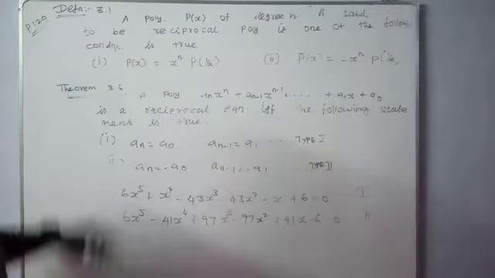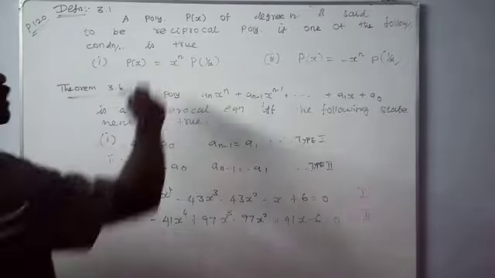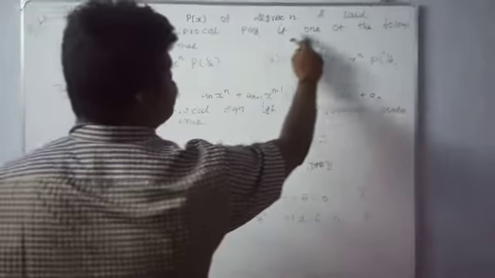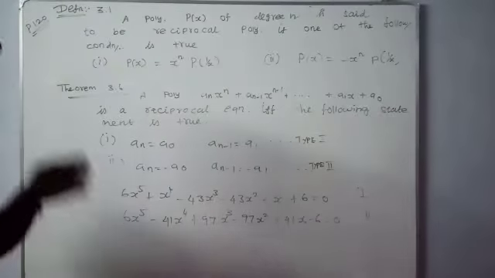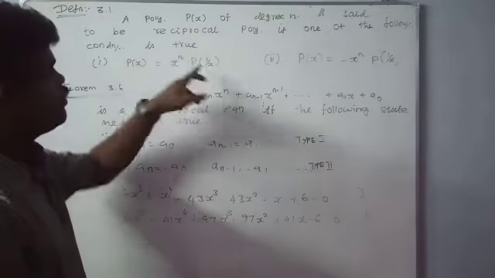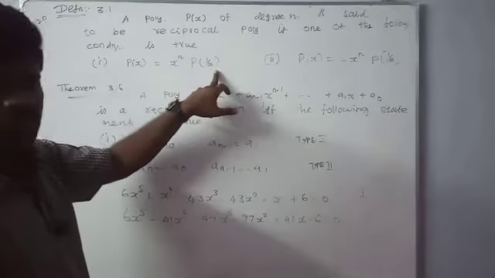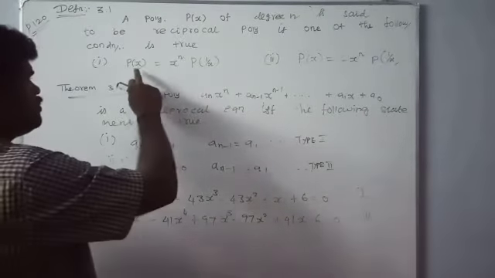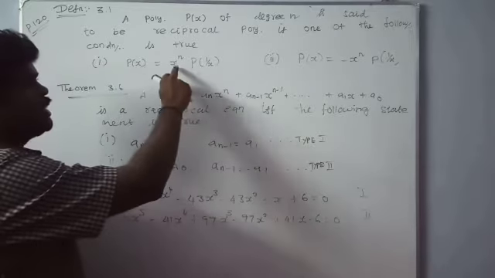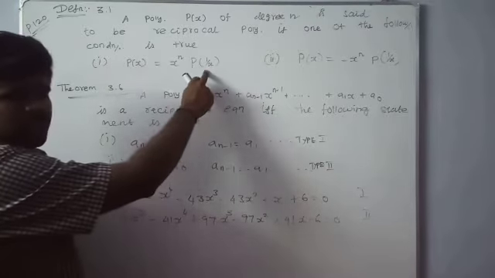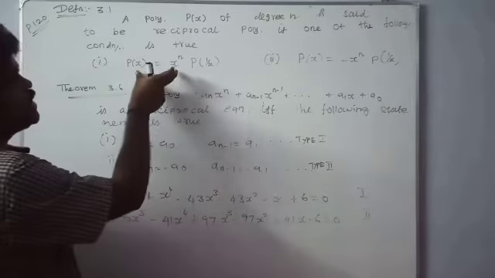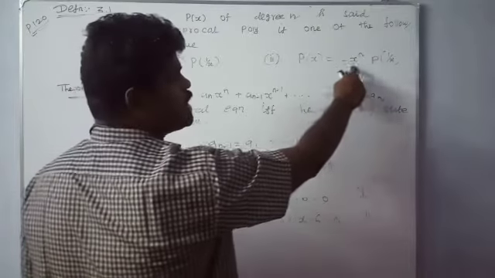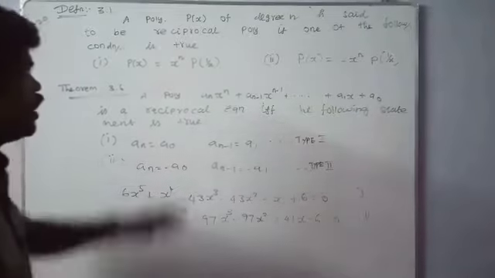Now the definition 3.1, page number 120 in your book. A polynomial p of x of degree n is said to be a reciprocal polynomial if one of the following conditions is true. If p of x is a polynomial, we multiply x power n with p of 1 by x, and both are equal. This is the reciprocal equation form. And another form is p of x is equal to minus x power n into p of 1 by x. So how to understand this?